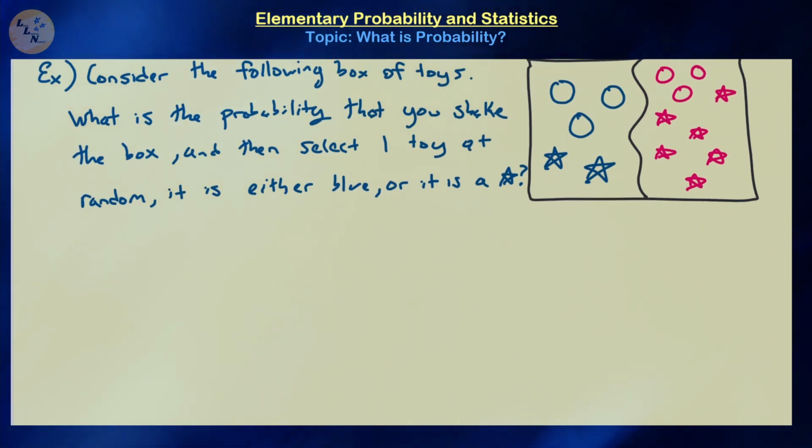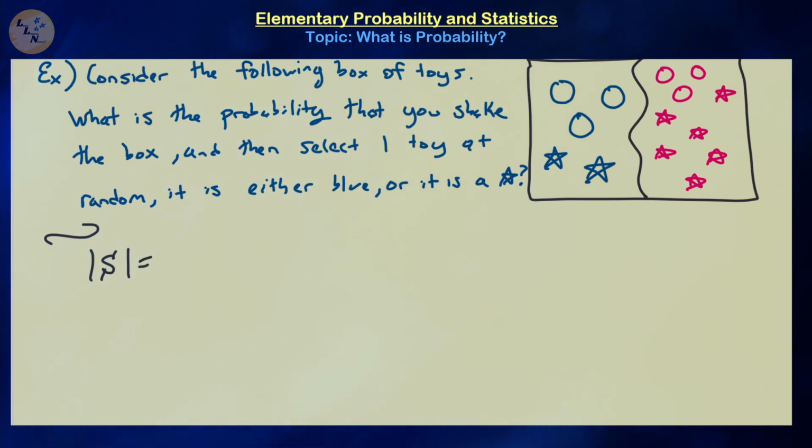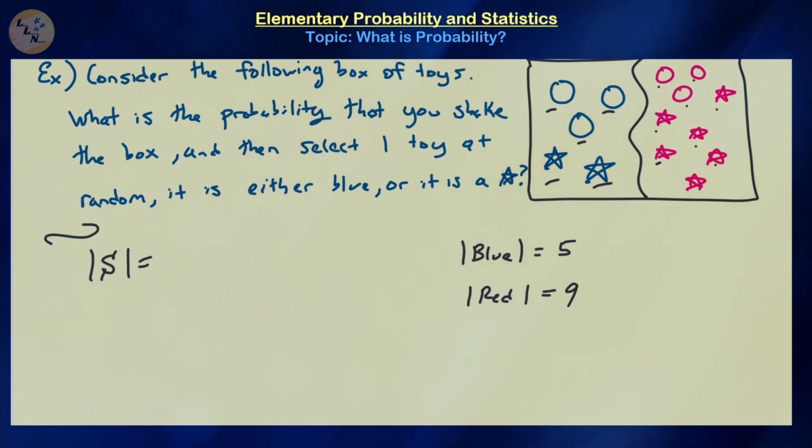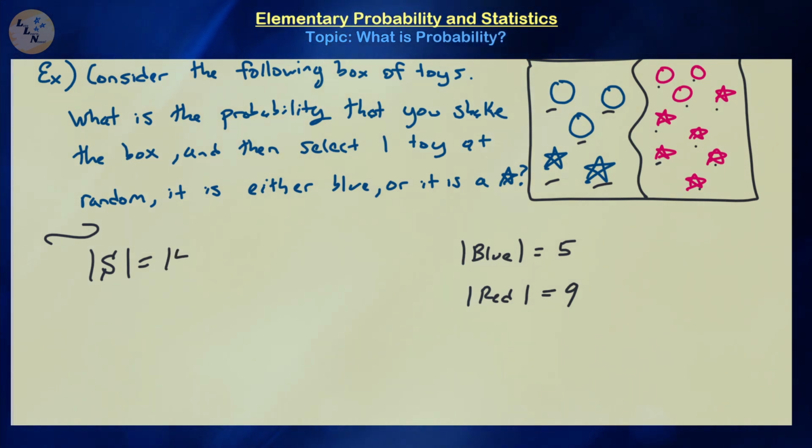So let us look at the sample space. The box of toys is the sample space. What is the size of my sample space? This is going to be the set of all of my toys. I have 1, 2, 3, 4, 5 blue toys. So actually let's write that down. The size of my blue toys is going to be equal to 5. What is the size of my red toys? That's going to be equal to 1, 2, 3, 4, 5, 6, 7, 8, and 9, right? And blue and red toys partition my sample space. So that's going to be 5 plus 9, which is equal to 14.